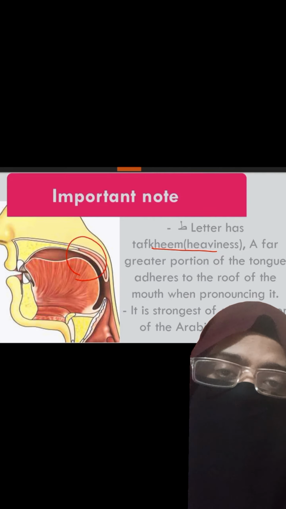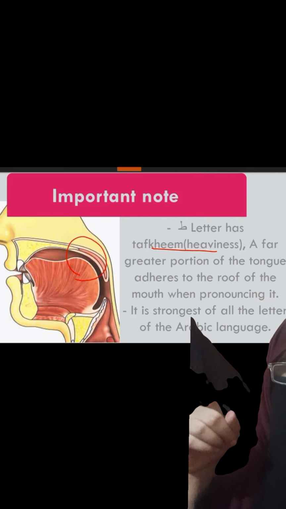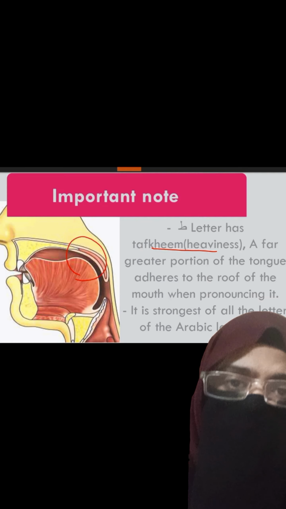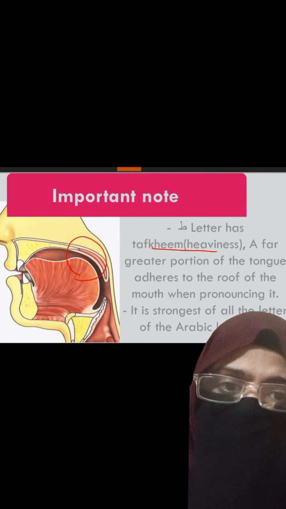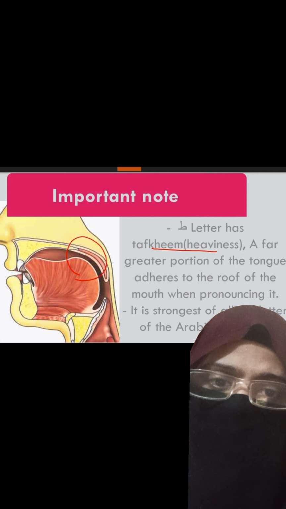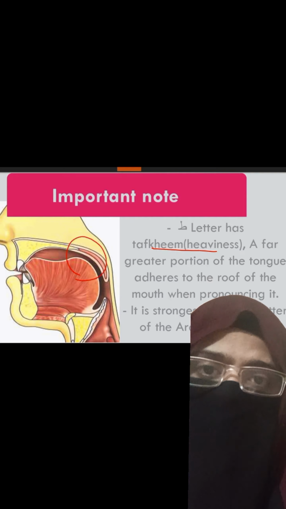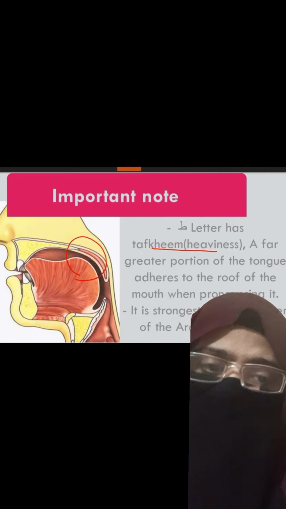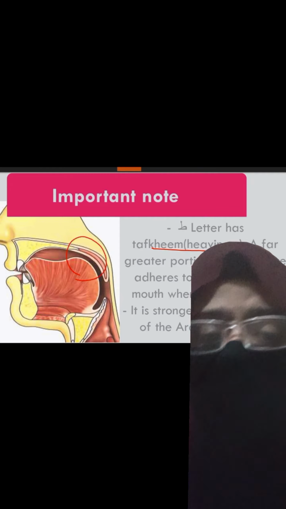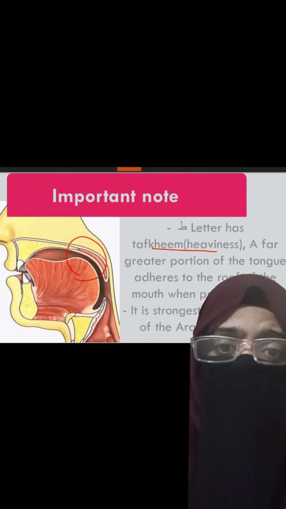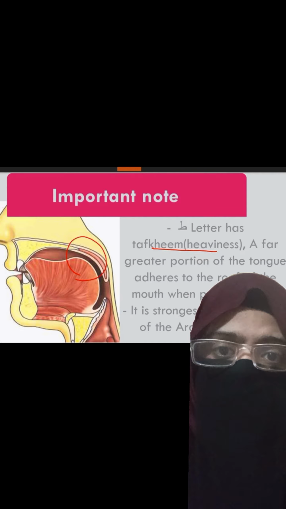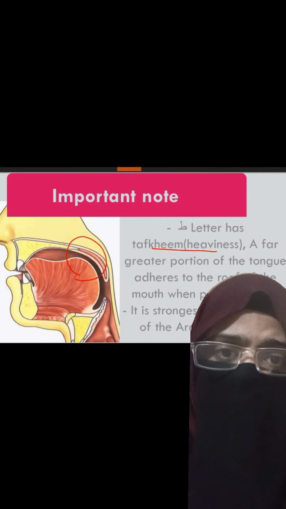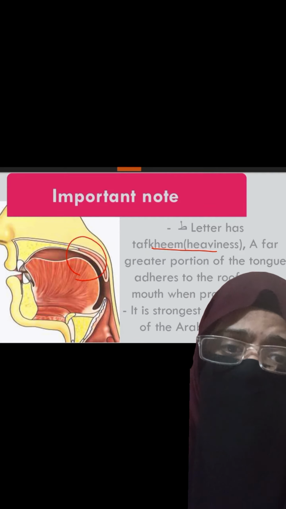So everyone, you look at that posture of to, and if you can see that clearly, that to is the heaviest pronunciation. It's from the tafkhim, the greater posture, and the tongue is adherent to the roof of the mouth when the pronunciation is fully strong. So the definition is: to shares the same articulation points, but it is a heavy tafkhim letter, friends.